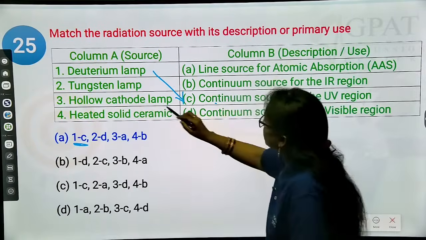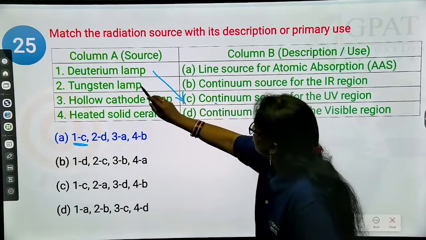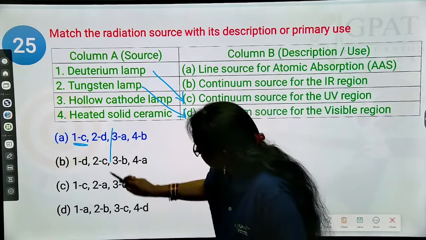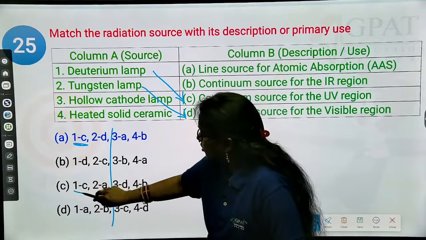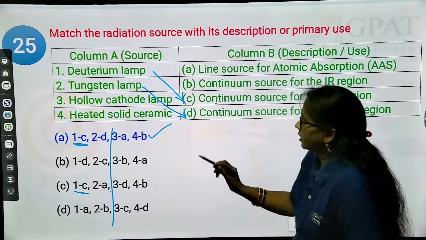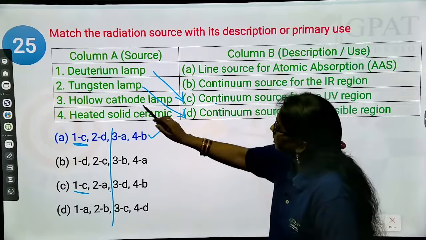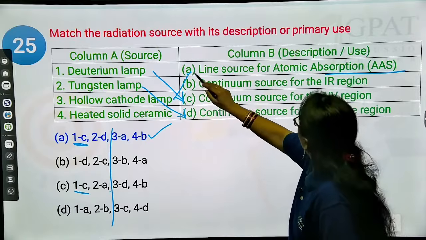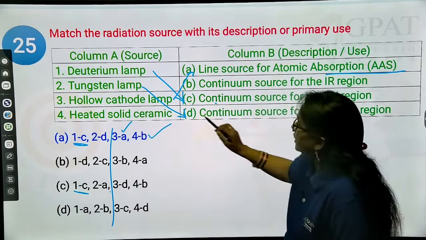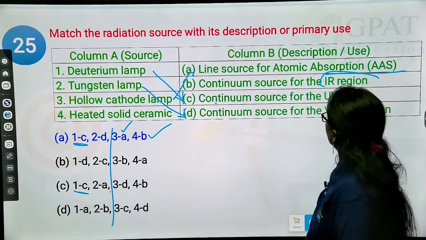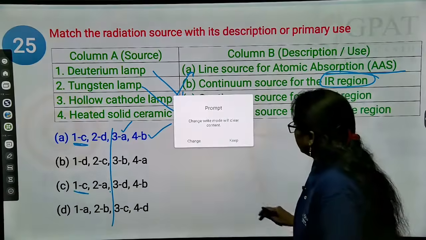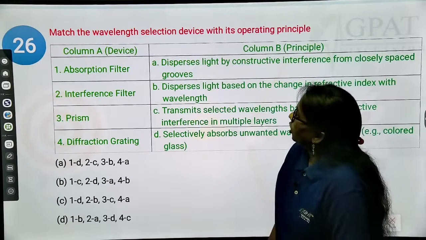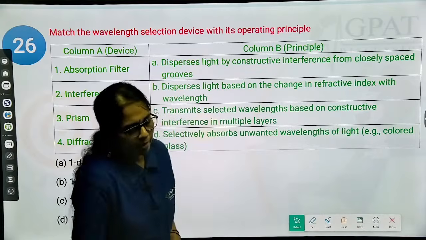And the tungsten lamp is used for the visible region. So tungsten, this is for the 2D. So 1C and 2D. If you observe these four options, 1C is here also, but 2D is only in option A. So that is why option A is the right answer. Hollow cathode lamp, we use it for atomic absorption. So 3A, here also. Heated solid ceramic, 4, is used in the case of the IR region. So option A is going to be the right matching. Very easy also. Next, again one more matching. Match the wavelength selection.